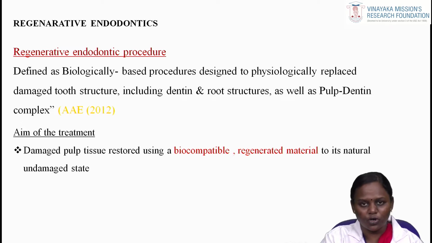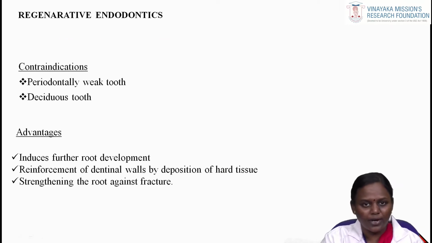This definition is according to the American Association of Endodontists given in the year 2012. Hence, the aim of the treatment is to regenerate the damaged pulpal tissue. We are restoring the damaged pulpal tissue using a biocompatible and a regenerative material to its natural and undamaged state. What are the contraindications of doing the regenerative endodontic procedure? It cannot be done in case of a young deciduous tooth. It cannot be done in case of a periodontally weak tooth.